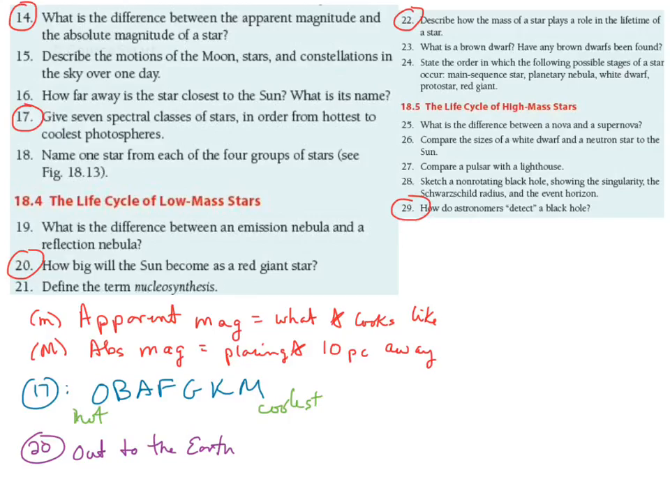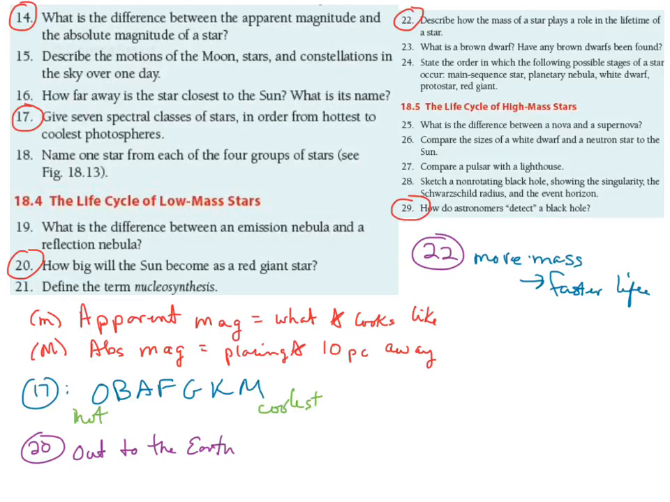For 22, we talked that stars can be born in clusters, and the more massive the star, the faster it lives its life. More massive, lives its life faster. Faster and shorter.